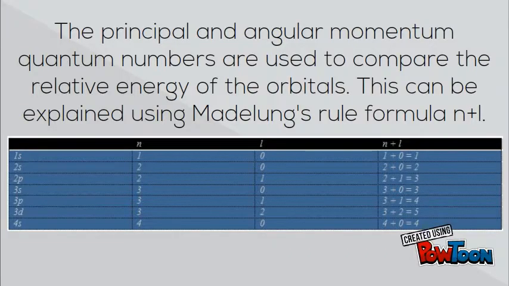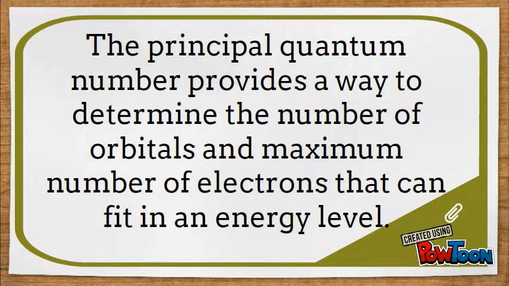This can be represented using the electron configuration mnemonics device. The principal and angular momentum quantum numbers are used to compare the relative energy of the orbitals. This can be explained using Madelung's rule formula n plus L, which is represented by the table below. The principal quantum number provides a way to determine the number of orbitals and maximum number of electrons that can fit in an energy level.